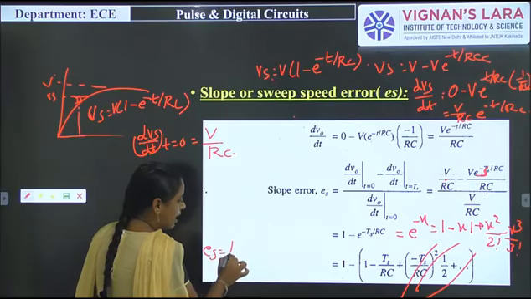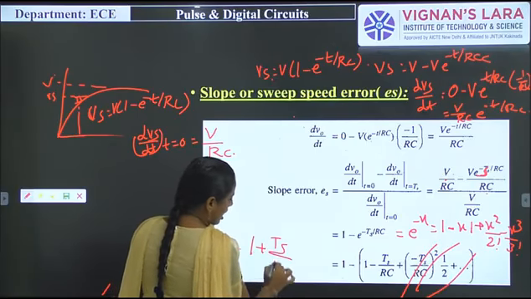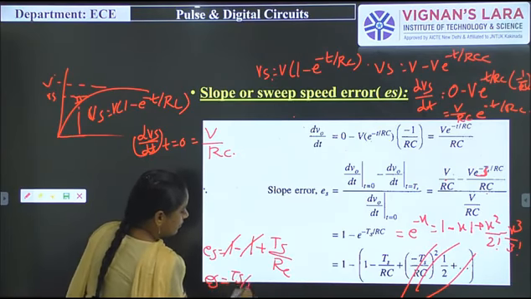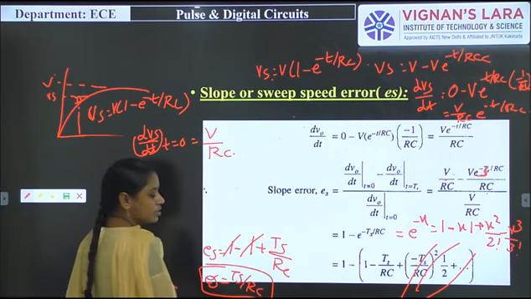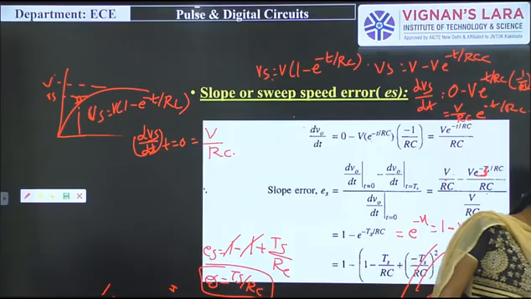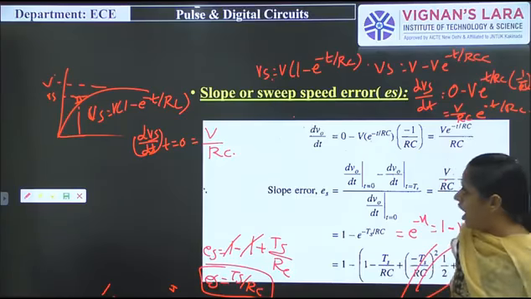Then Es is equal to 1 minus 1 plus Ts by Rc. The 1 will be cancelled. Es is equal to Ts by Rc. So that is the sweep error for this particular condition. Simply we say that the sweep error is Es equal to Ts by Rc.